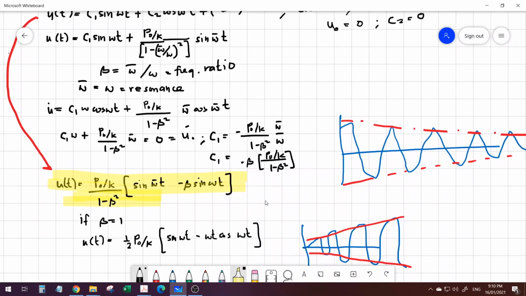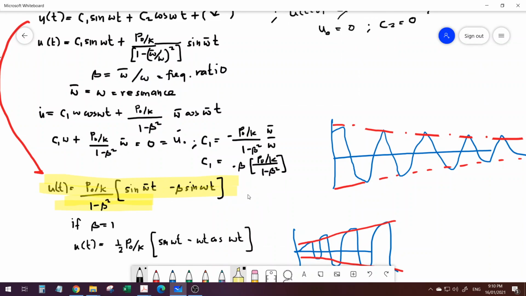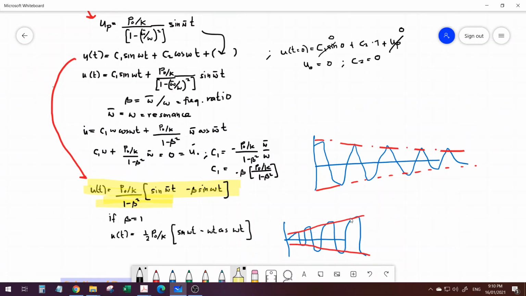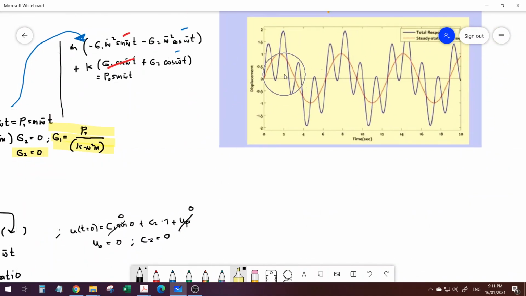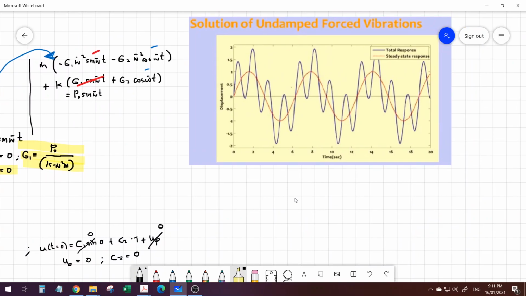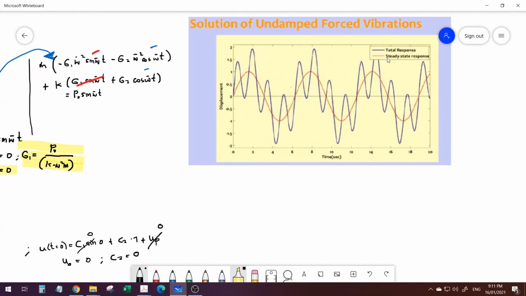Okay. So the graph of this equation, I'll show you here, is this one. If you notice, you have two responses, the steady state response and the transient response. The blue one is the total response. Since this is undamped, infinite itong curve, itong graph na to.